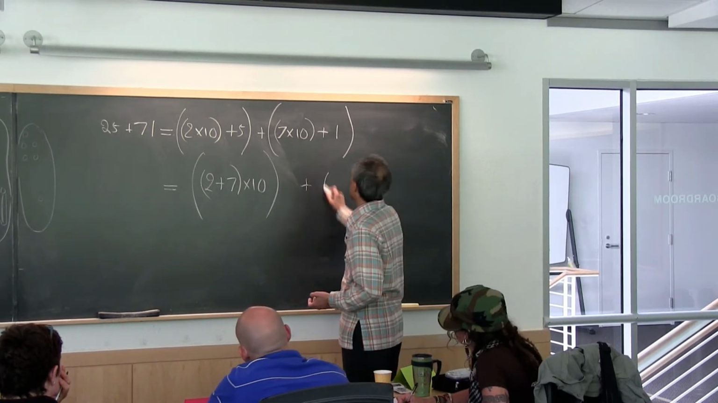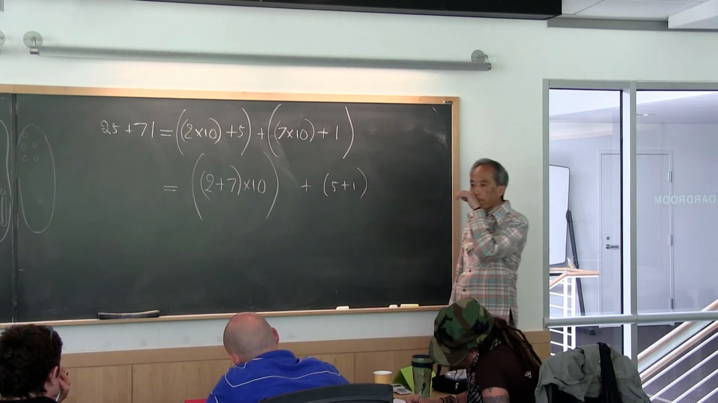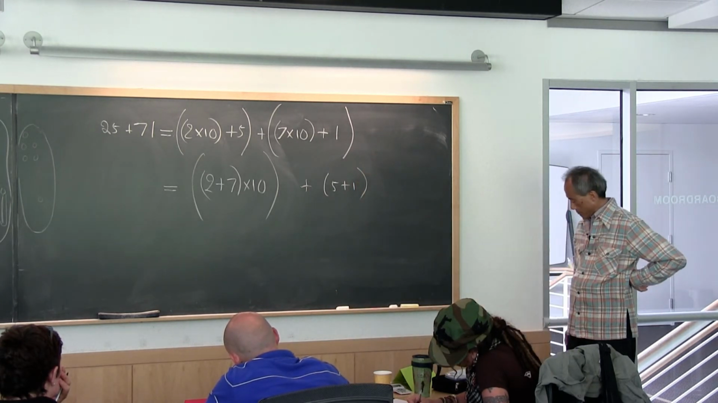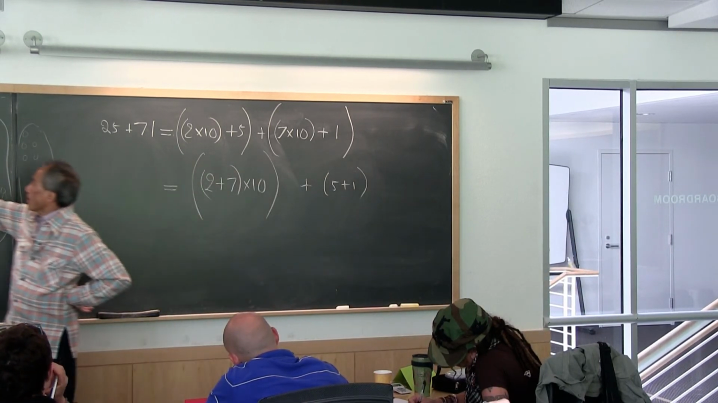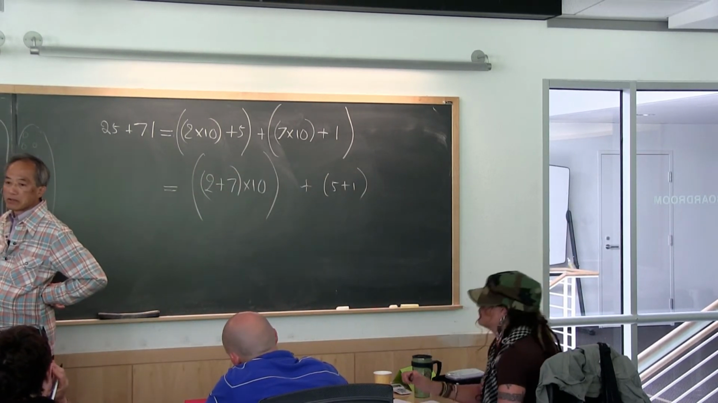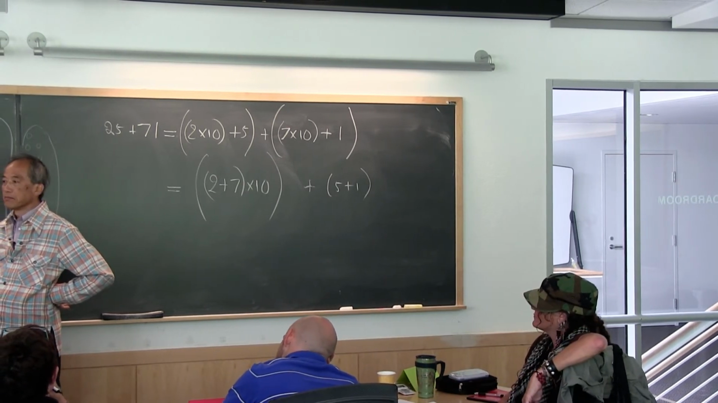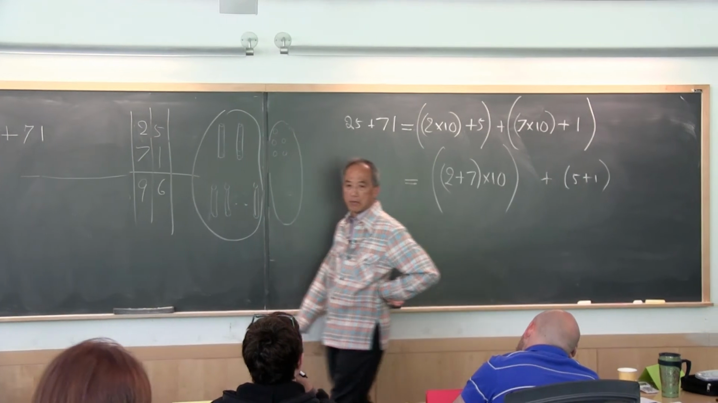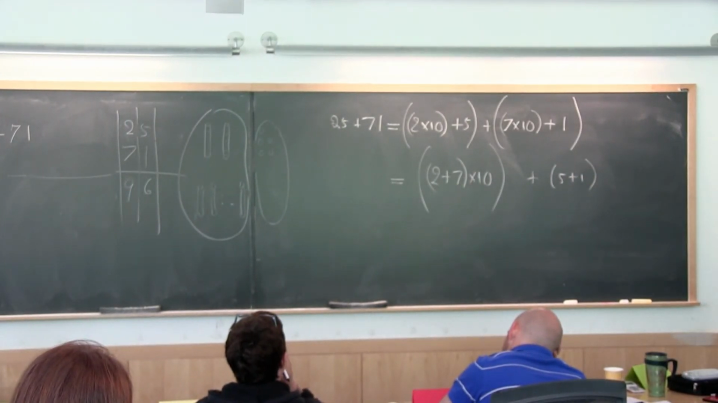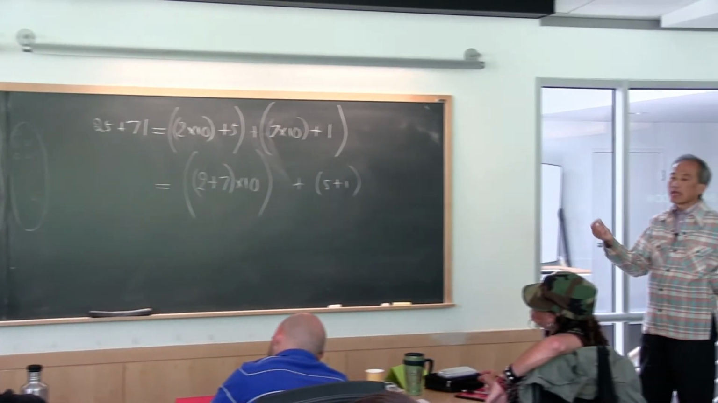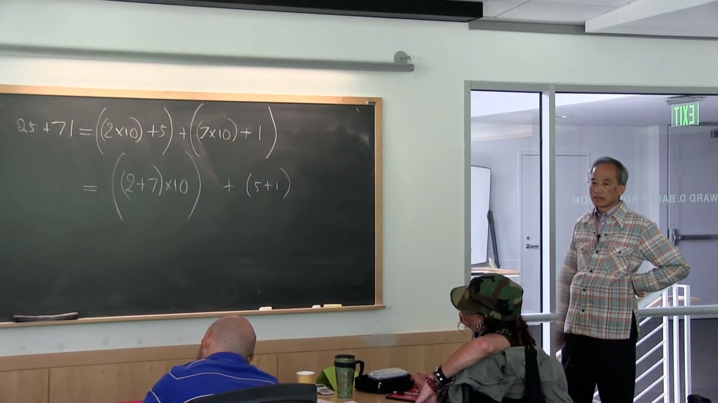Plus 5. But that is exactly column by column addition. Single digits only. That's it. Now, don't forget that theme. Everything comes down to single digit operations. Nothing more, nothing less.